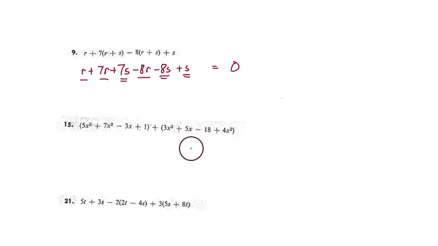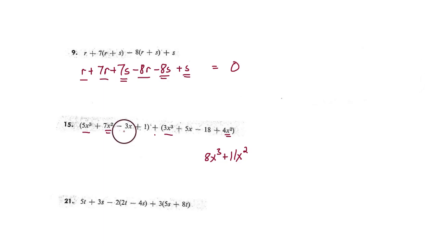Number 15 is also combining like terms. The highest degree is the x cubed. Here and here, let's combine those. We get 8x cubed. The next highest degree is our x squared. Here and here. We have 7x squared plus 4x squared. That makes positive 11x squared. Notice I'm not changing the variable name when I do combining like terms. I'm not getting 11x to the 4th. The name of the terms is x squared.